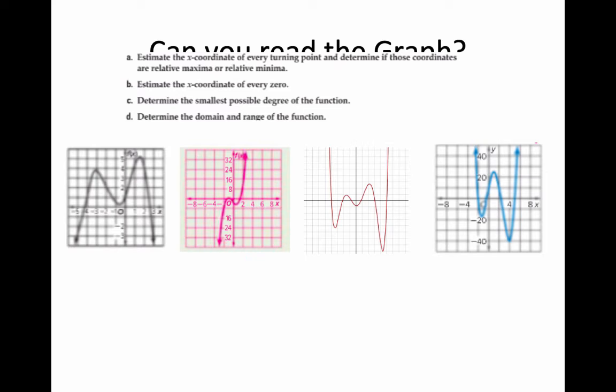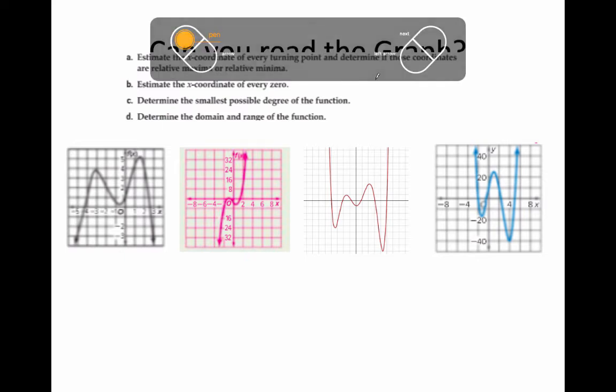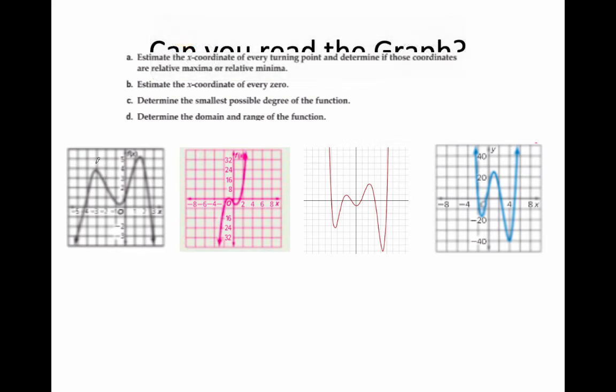You can already tell a whole bunch of stuff about these graphs. Estimate the x-coordinate of the turning points and determine if those are maximums or minimums. So this should be pretty easy. We've got a max here at x equals -3, right? Got a max, and at x equals, that looks like 1.5, right? Got a minimum here, minimum at x equals -1/2.